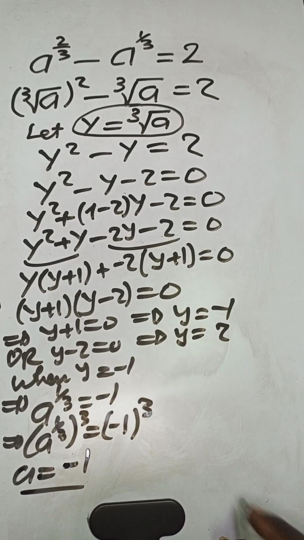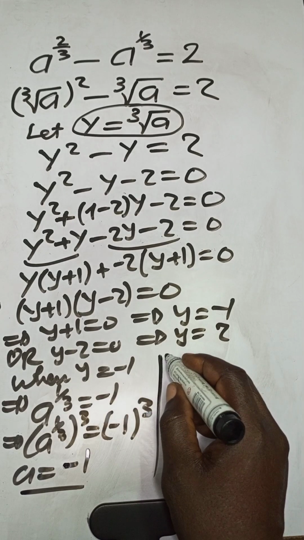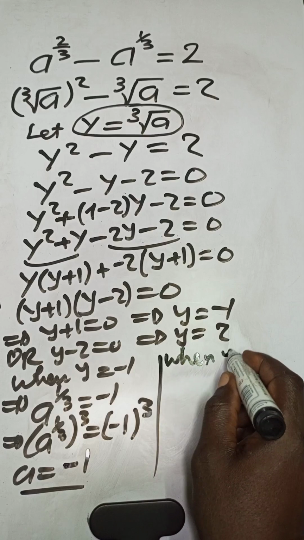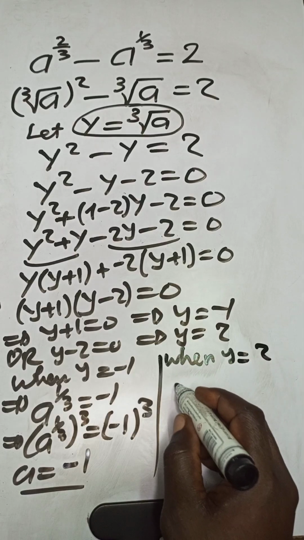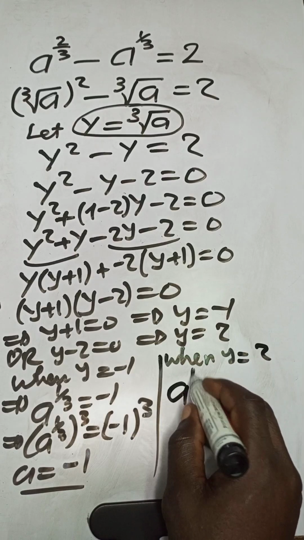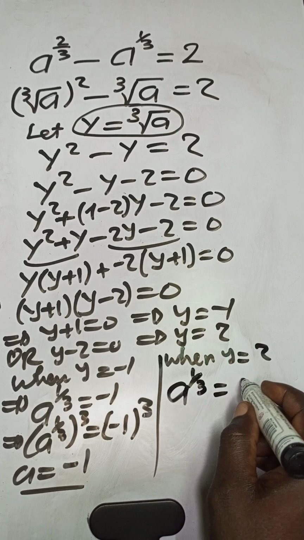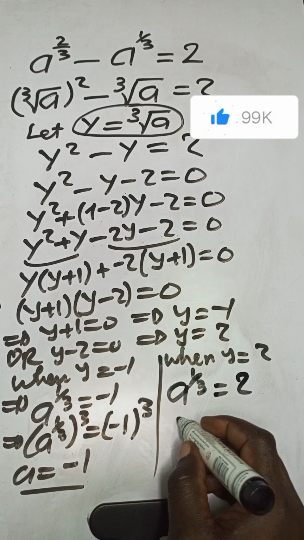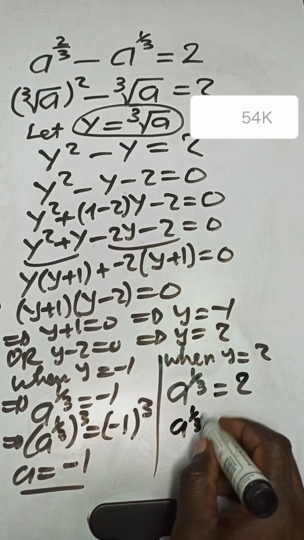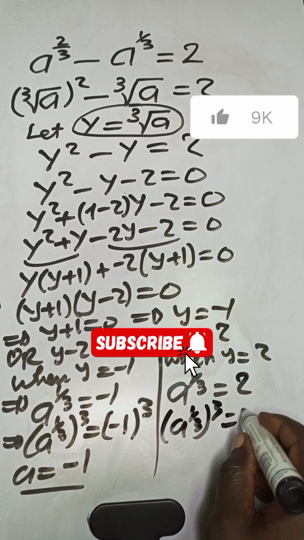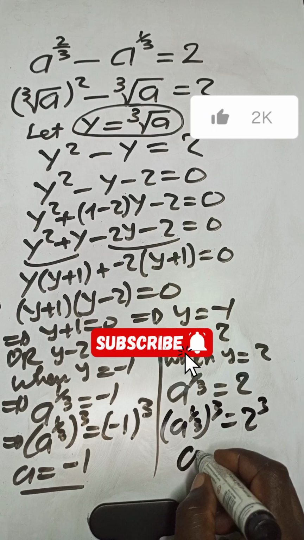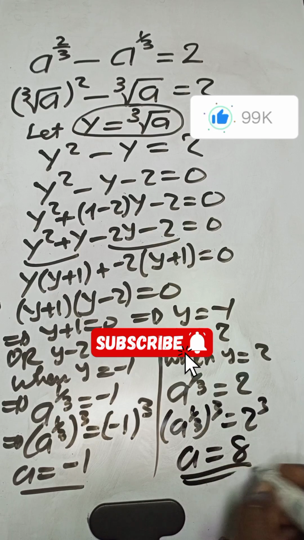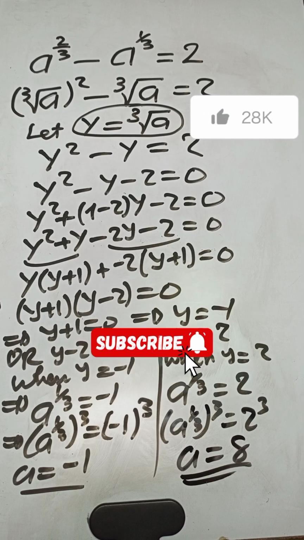Now we take the other case, when y is equal to 2. Again, y is cube root of a. So we're saying a to the power 1/3 is equal to 2. To get our a, we cube both sides. When we cube both sides, we obtain a is equal to 8. So our two solutions are a equals -1 or a equals 8.